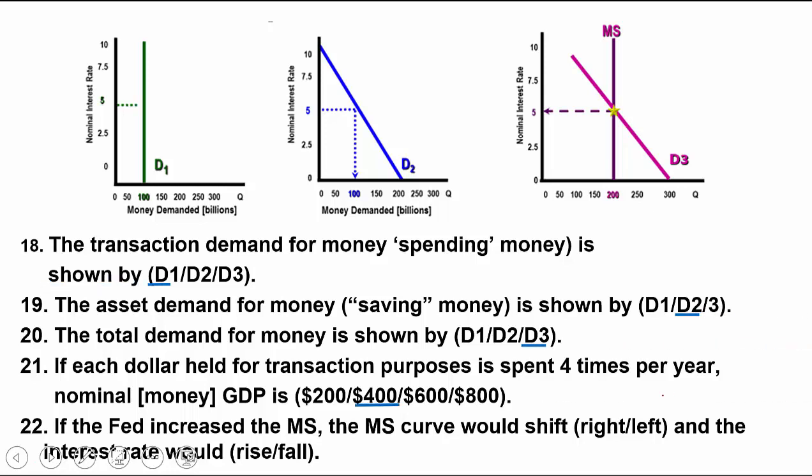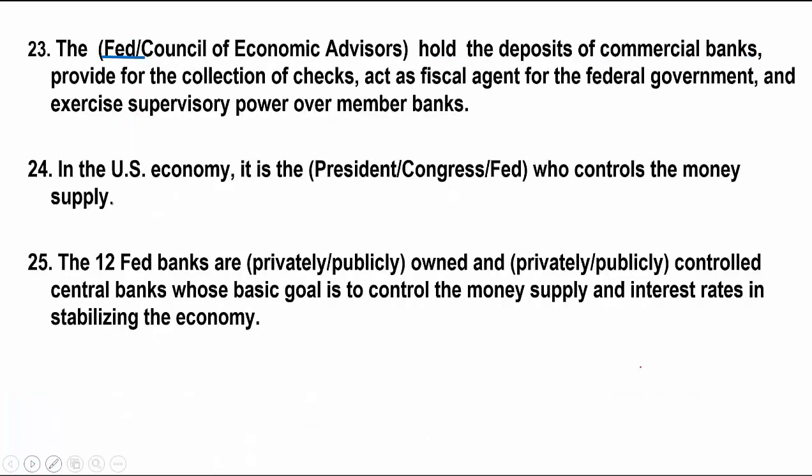This is actually something we did at the beginning of class, and number 21 is similar to number 13 on the last page, so I'll give that one another explanation. Every dollar demanded for transactions is spent 4 times. That means GDP must be 4 times the amount that is demanded for transactions, so it would be 400. These are really just definitions.